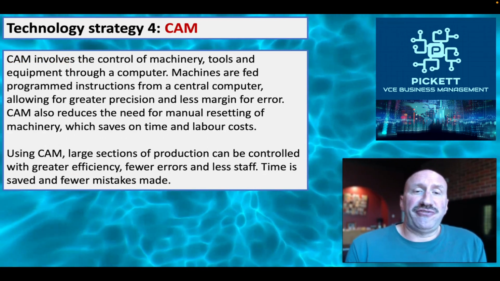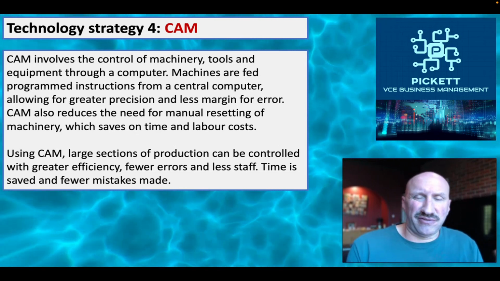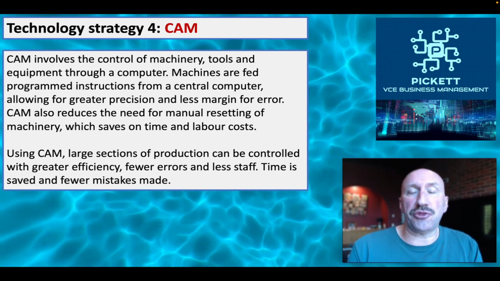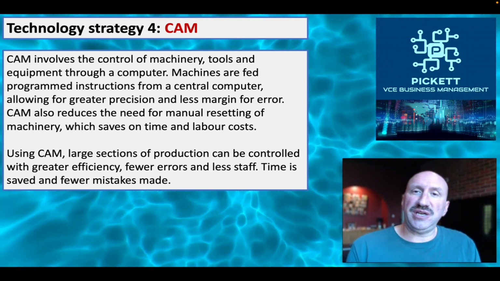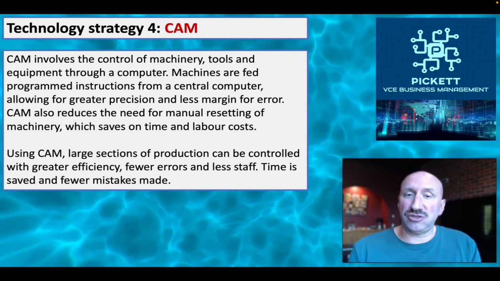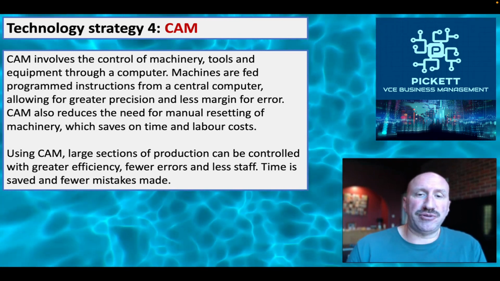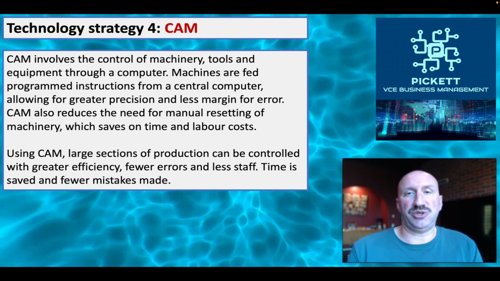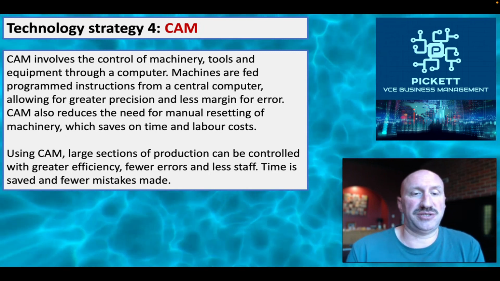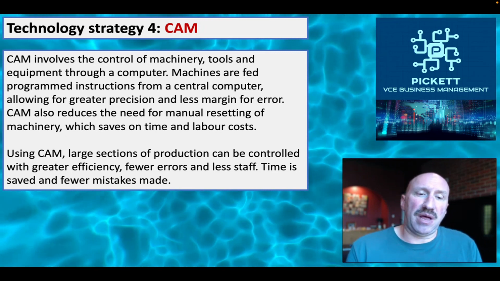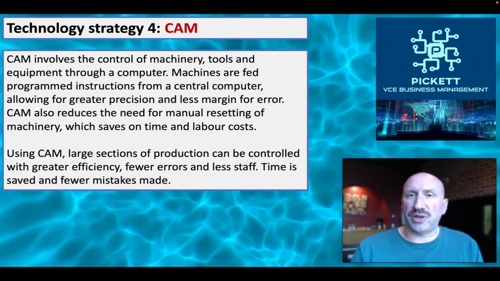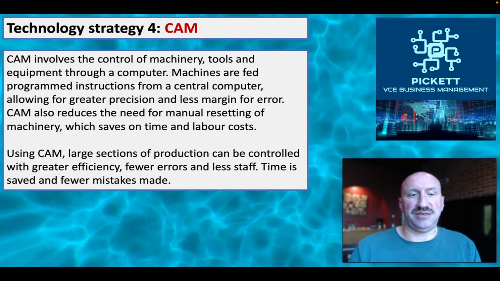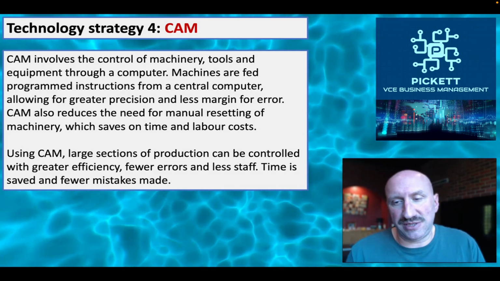Okay, technology strategy 4, CAM. So I already sort of touched on this in the last one. This is about controlling the machinery, tools, and equipment through the use of a computer. So machines are fed programmed instructions from a central computer, allows for greater precision and less margin for error. And it also reduces the need for manual resetting machines, which again saves on time and labor costs. So using CAM, large sections of production can be controlled with greater efficiency, far fewer errors, and far less staff. Time is saved, fewer mistakes are made.